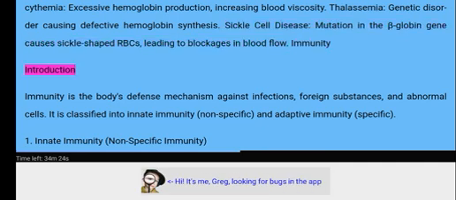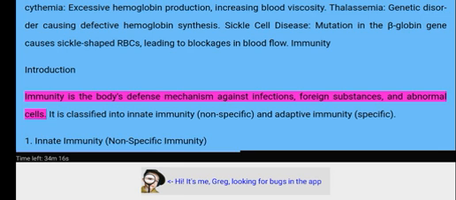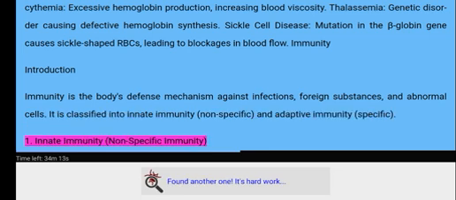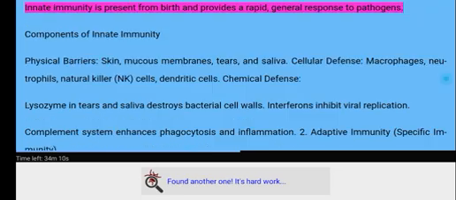Immunity. Introduction. Immunity is the body's defense mechanism against infections, foreign substances, and abnormal cells. It is classified into innate immunity, nonspecific, and adaptive immunity, specific. 1. Innate immunity, nonspecific immunity. Innate immunity is present from birth and provides a rapid, general response to pathogens.